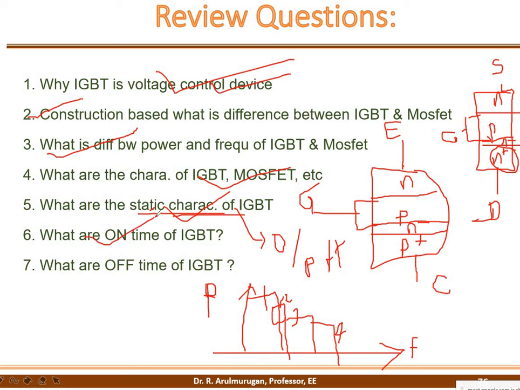Next, what is the on time of IGBT and what is the off time? The on time of IGBT and MOSFET are both similar: delay time plus rise time is called on time. The other one is off time, which is delay fall time plus fall time. That is for the MOSFET. For the IGBT, it is delay fall time plus fall time 1 plus fall time 2. So that's all, the review of the class.